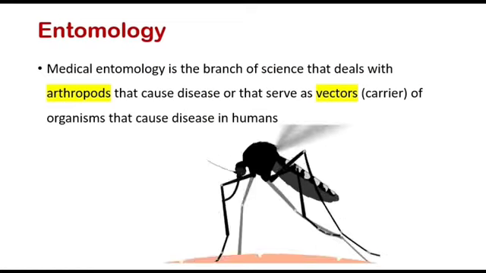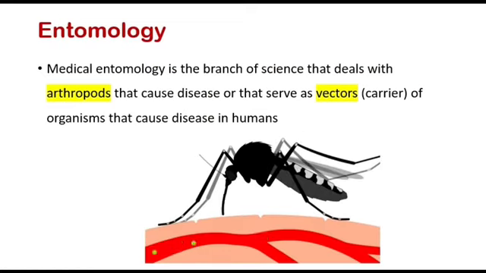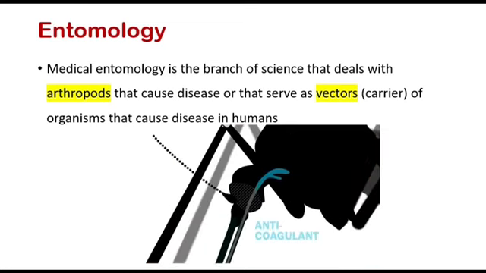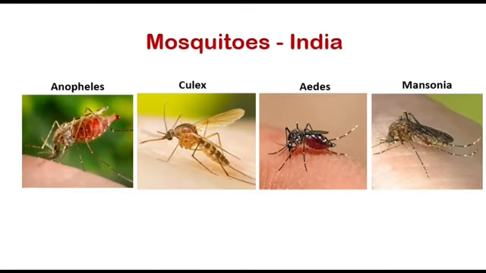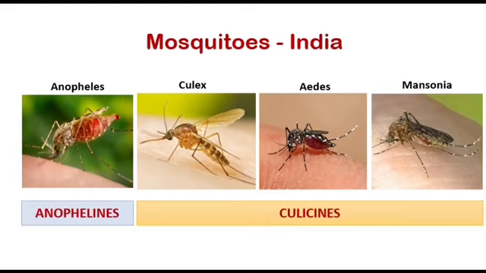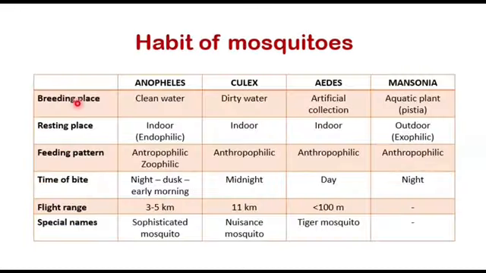Medical entomology can be defined as the branch of science that deals with arthropods that cause disease or that deals with vectors of organisms that can cause disease in humans. Mosquitoes in India can be divided into Anophelines and Culicines. Under Anophelines comes the Anopheles mosquito and under Culicines come Culex, Aedes and Mansonia.